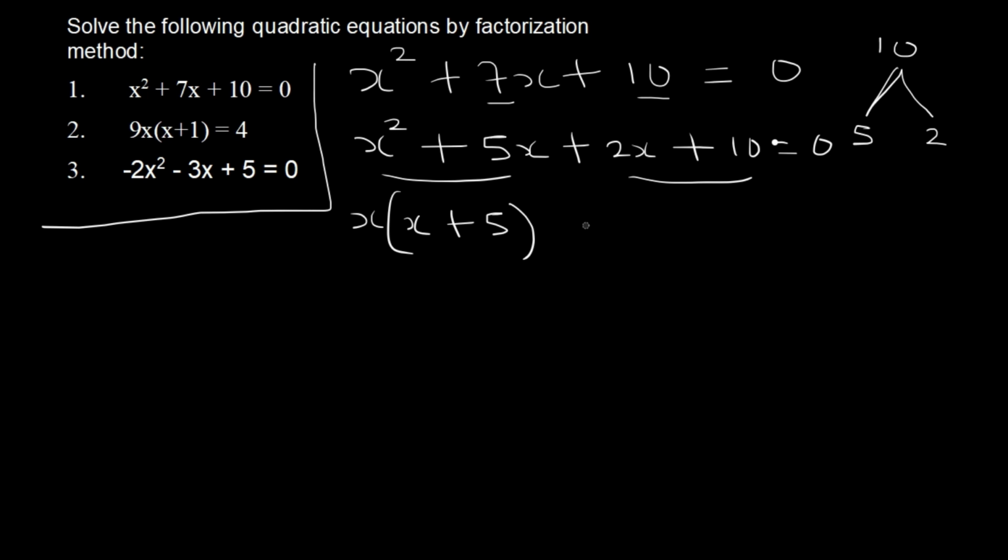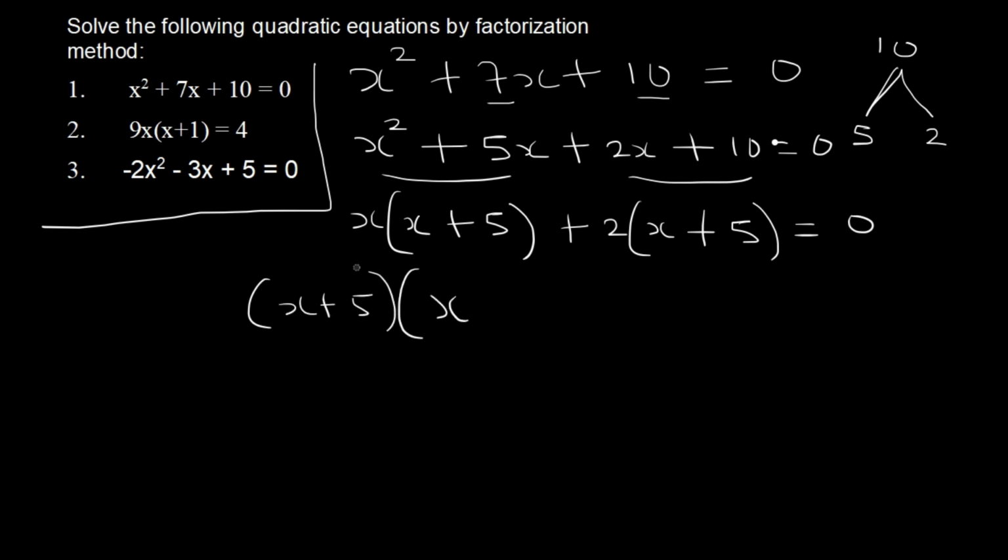Between 2x and 10, 2 is common. If we divide 2x by 2, we'll have x. And if we divide 10 by 2, we'll have 5. Everything equal to 0. Now notice that the two brackets are the same. So pick one of the brackets. Create another bracket with the leftovers here, x and plus 2.